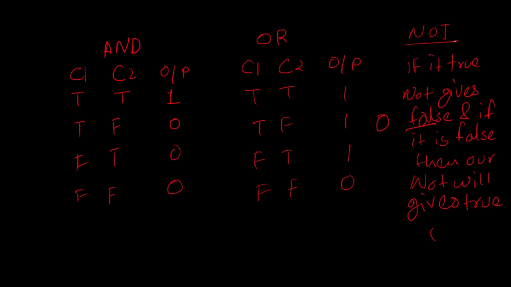Now this is how it works. In AND, if both conditions are true then it will give us 1. In OR, if one of the statements is true it will give us 1, and if both are false then it will give us 0. And in AND, if one of them is false then it will give us 0.